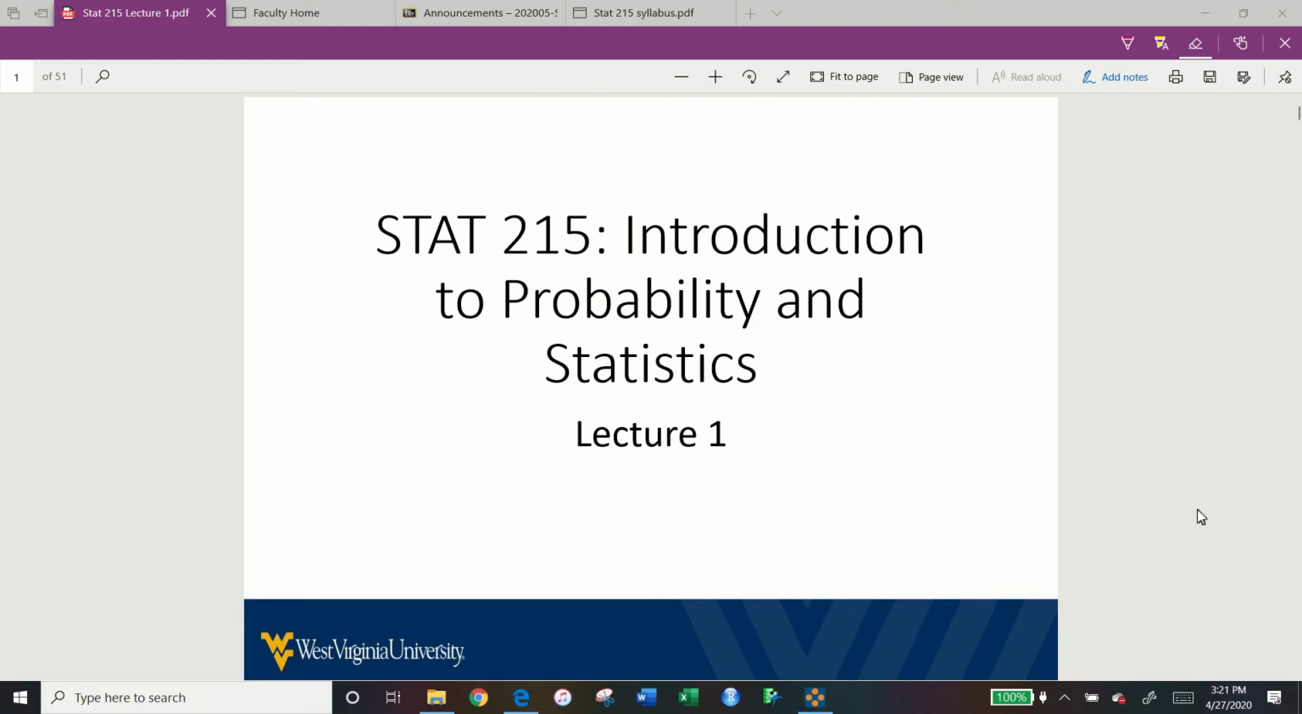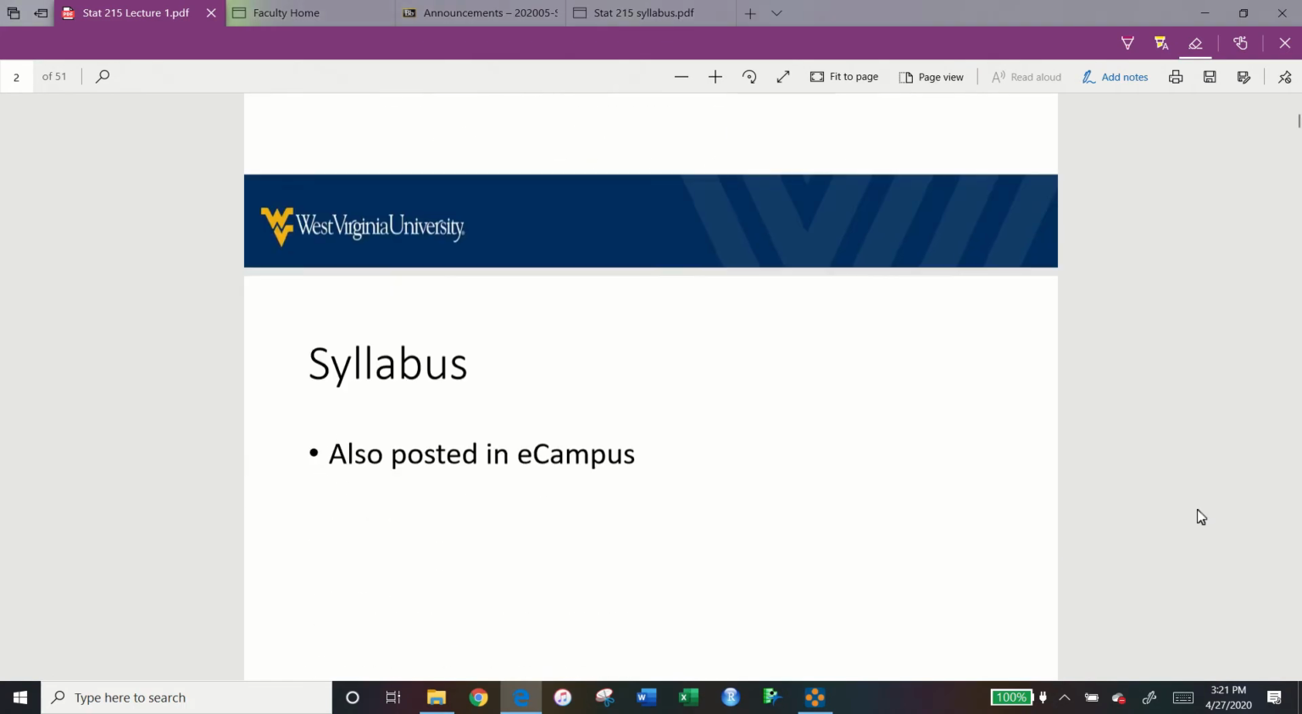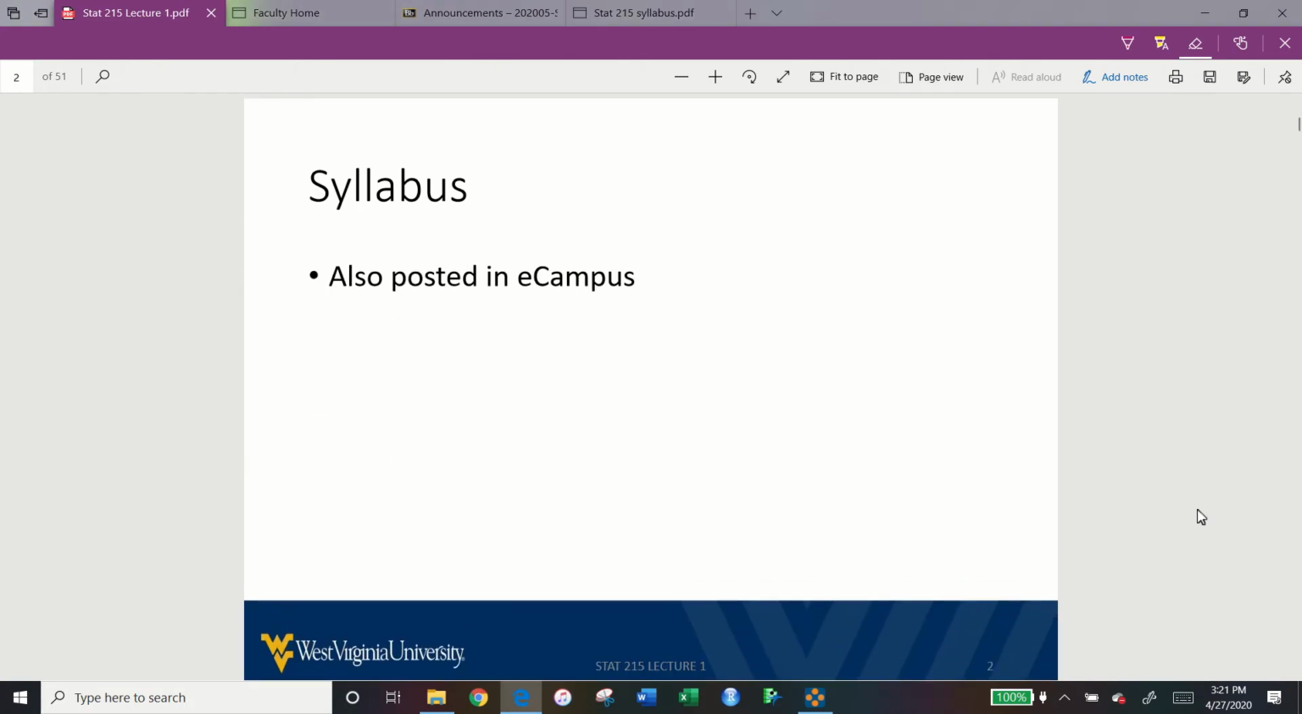Before we get started, let's cover the basics of this course by going through our syllabus. You can find the syllabus posted on eCampus. You can also find it posted on MyStatLab, which we will go into more detail as we go through the syllabus and information located on eCampus.